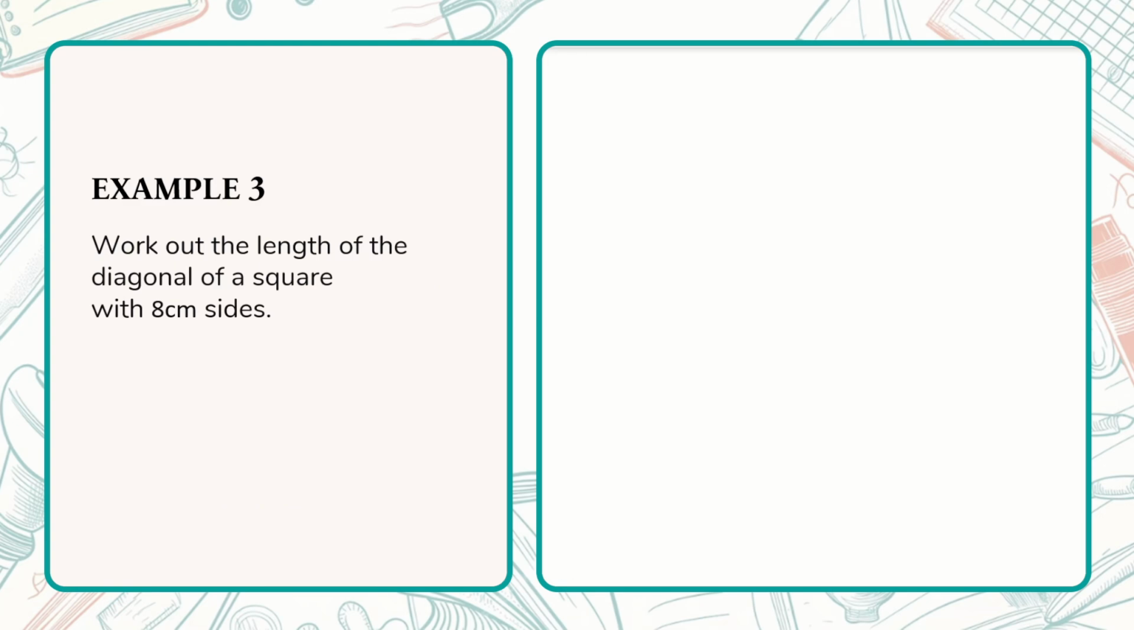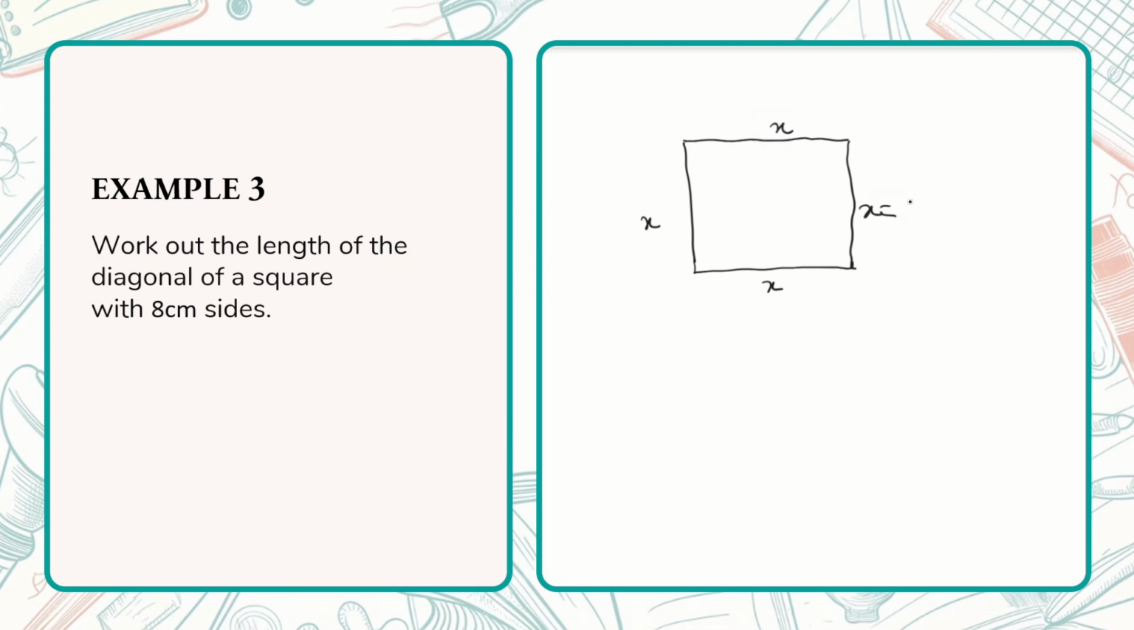In this case, you are asked to work out the length of the diagonal of a square with 8 centimeter sides. So we are given a square with a side of 8 centimeters. Let's sketch the square. For a square, all the sides are equal, not drawn to scale.